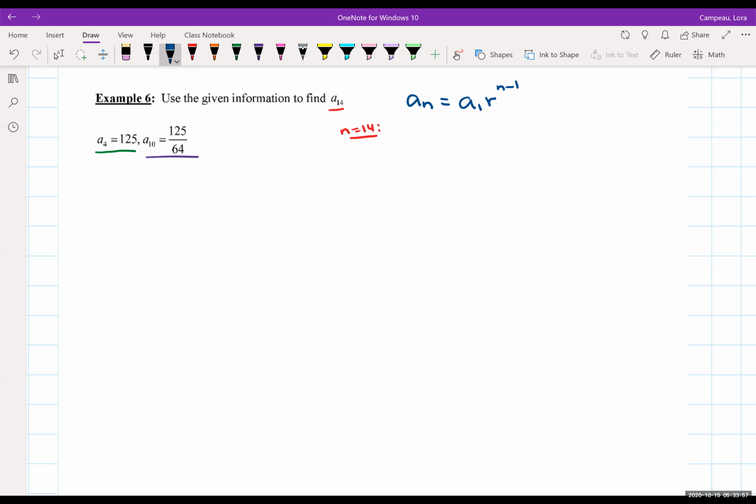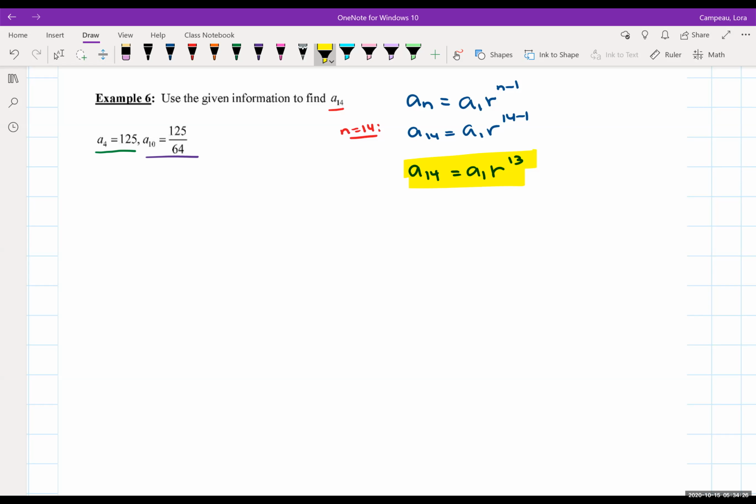All I'm doing is plugging in 14 wherever I see n. That leaves me with a sub 14 equals a sub 1 times r, and then simplifying it, 14 minus 1 is 13. So now I have something to look off of. My goal is to figure out what a sub 1 and r are, so that I can actually find the value of that 14th term.